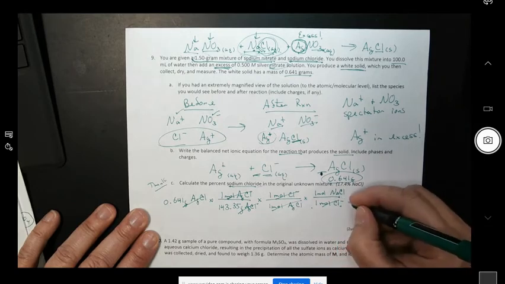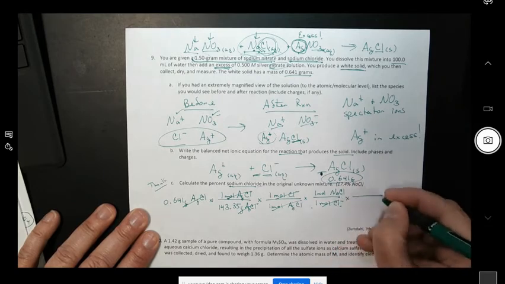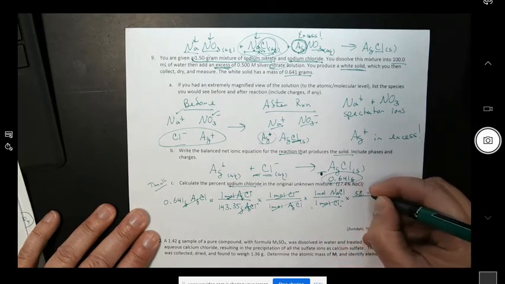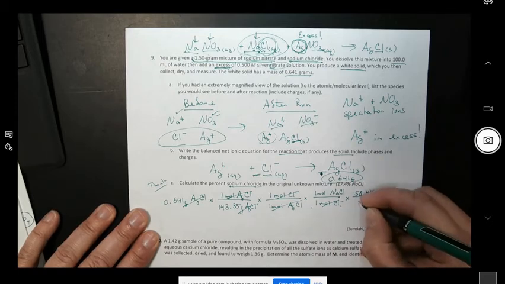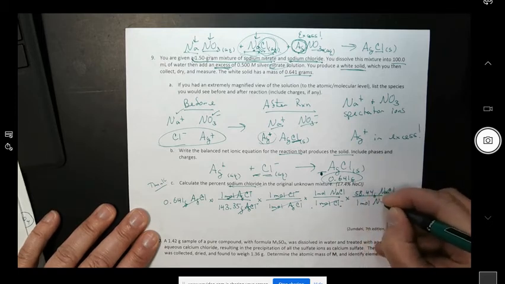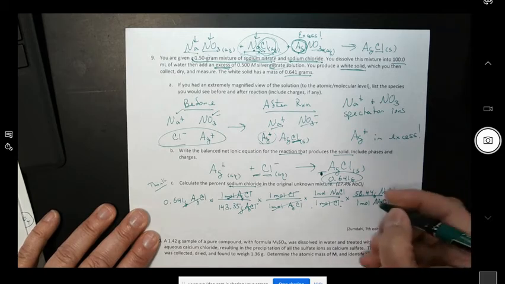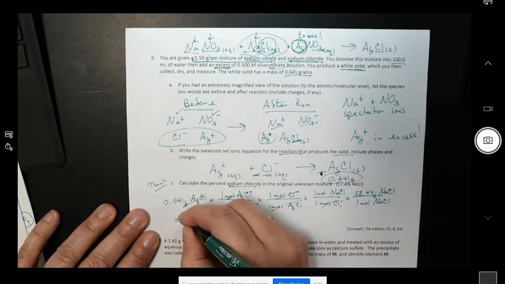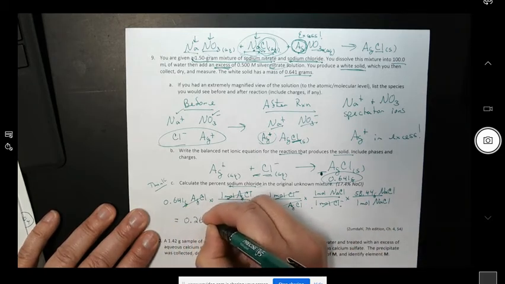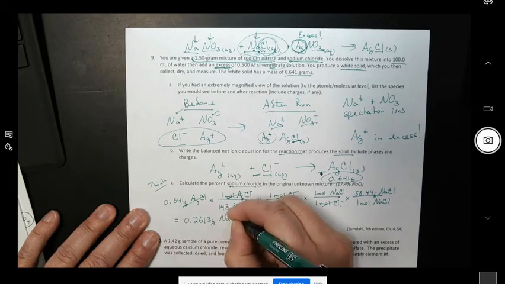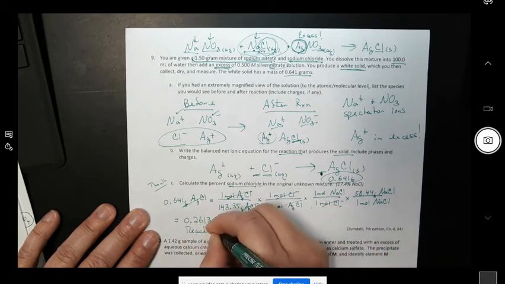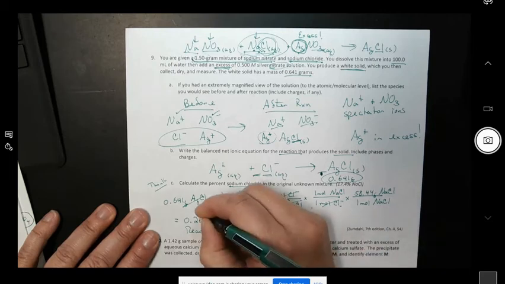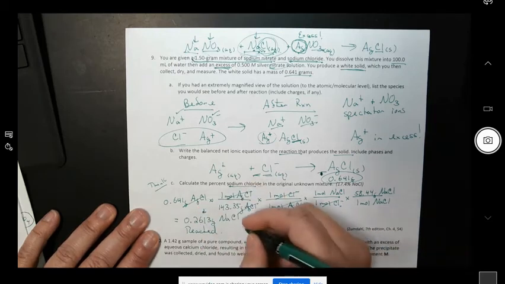Now I can go ahead and use the molar mass of sodium chloride. I know 58.44 grams of NaCl off my periodic table is the molar mass for 1 mole of NaCl. That gives me a total of 0.2613 grams of NaCl that reacted. So, by the way, that's probably my last sig fig there.